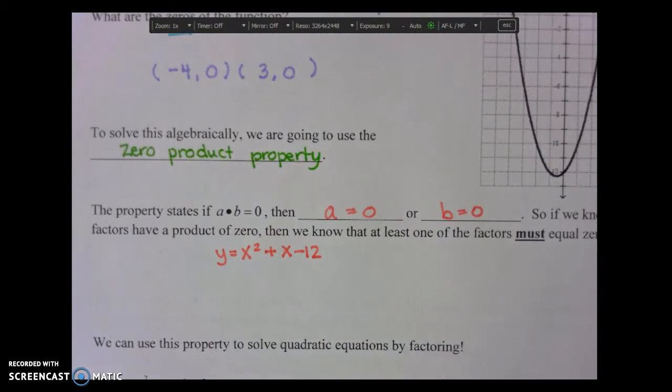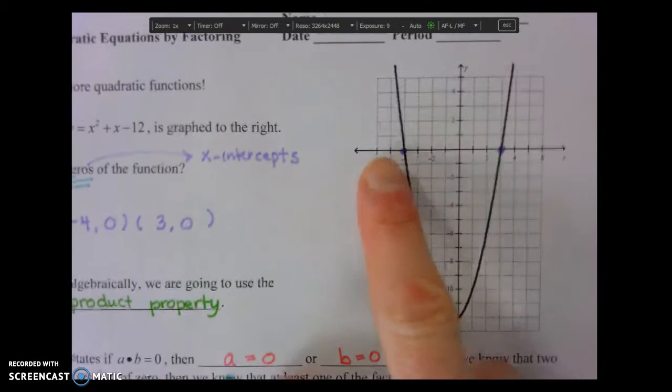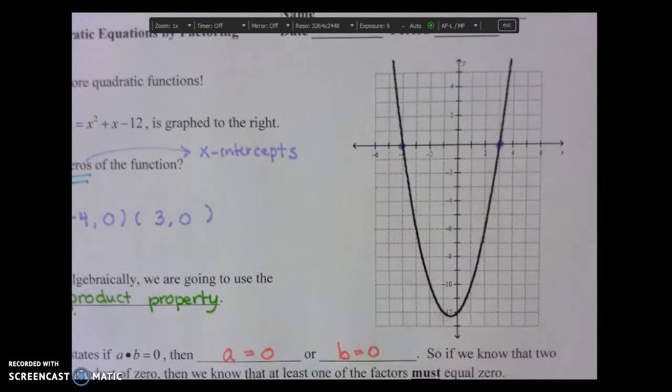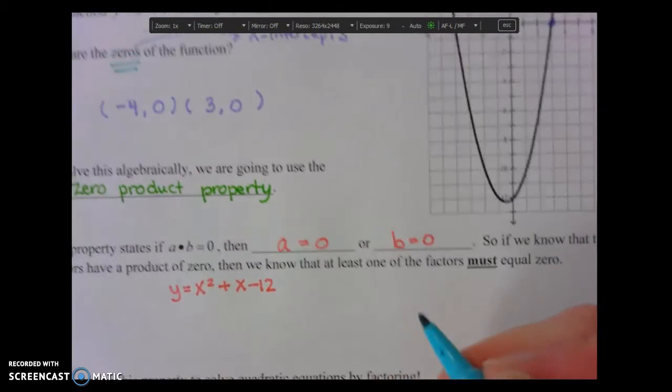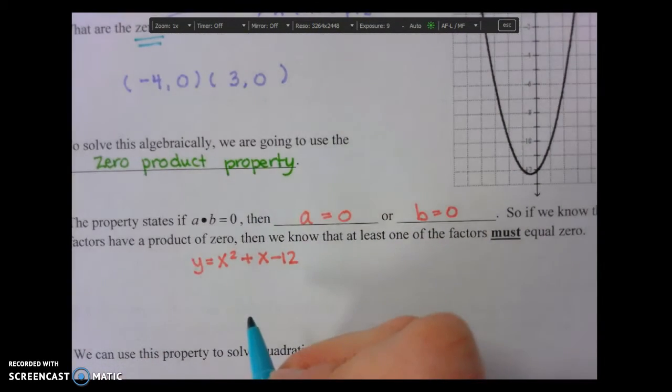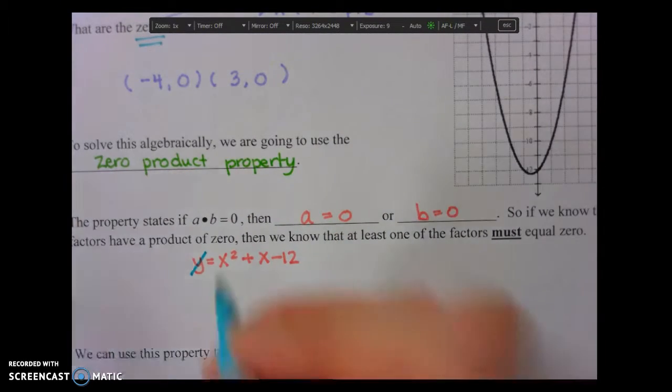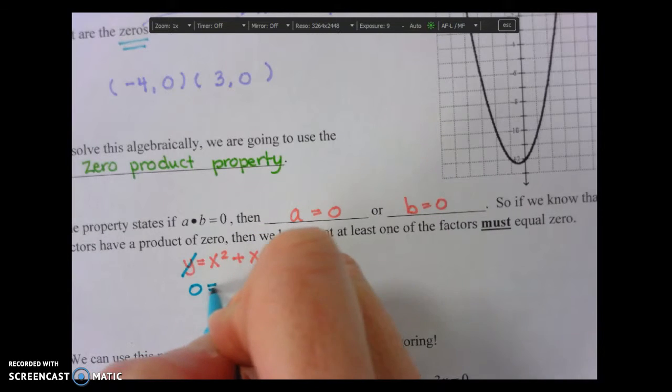If we're finding x-intercepts, and we're on the x-axis, what's true about every point on the x-axis? It equals 0. What equals 0? The y value. You got it. So if we're going to find this algebraically, I'm going to get rid of the y, and I'm going to put a 0 in its place.